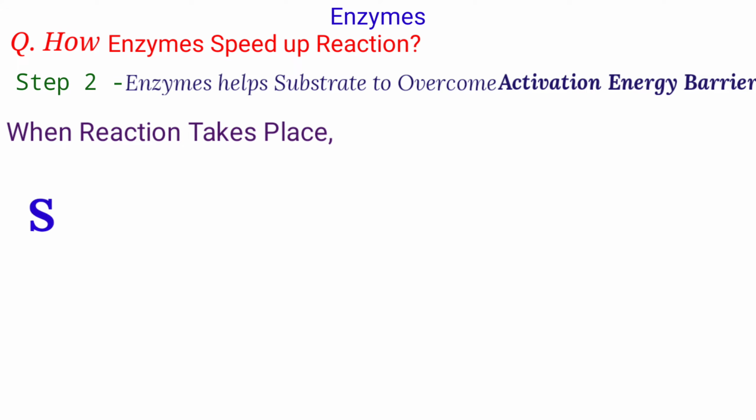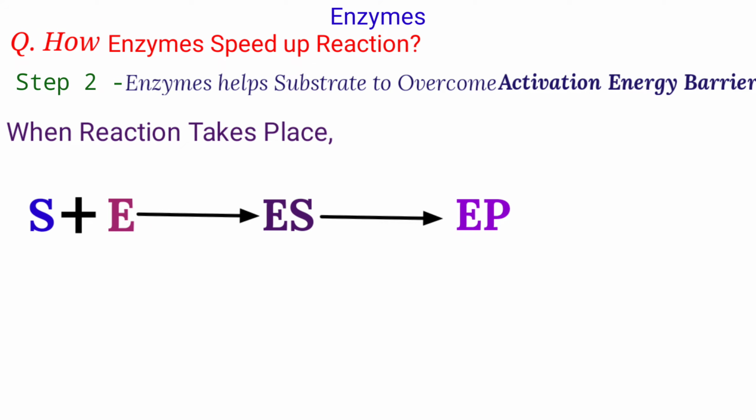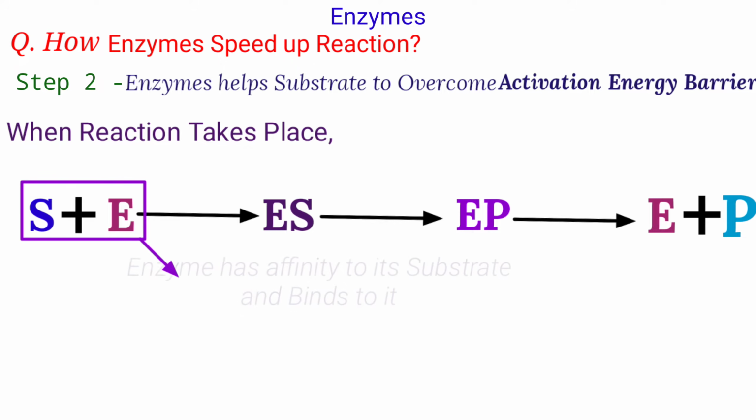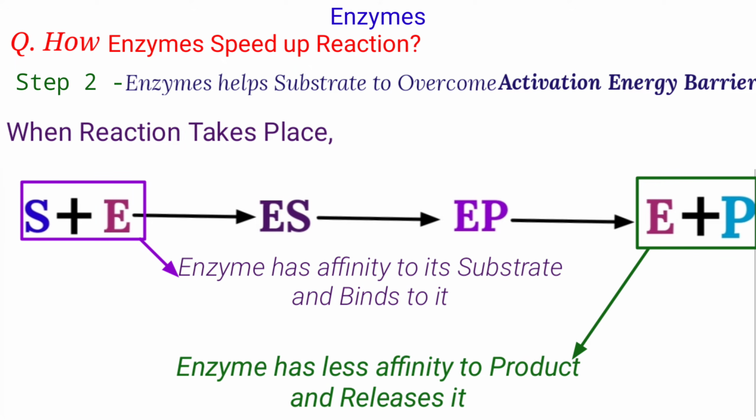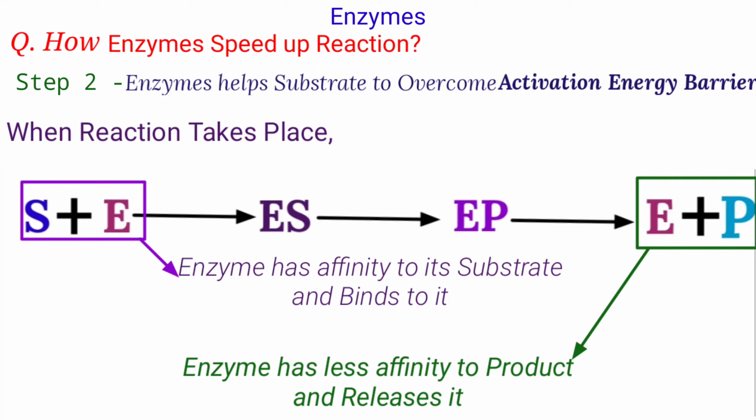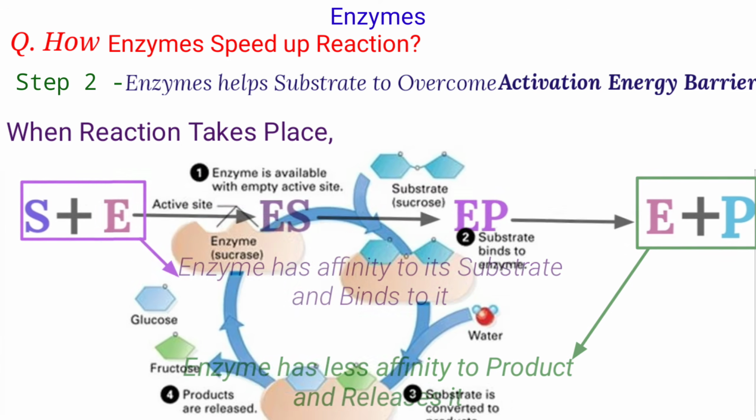Product formation is the ultimate final step. When the reaction takes place, the substrate binds to an enzyme, which creates the enzyme-substrate complex, which converts into the enzyme-product complex, and finally the enzyme and products are separated. We have discussed that these enzymes have affinity to their substrate and bind to them. Once product formation takes place, these enzymes have less affinity towards their product and finally release the product.